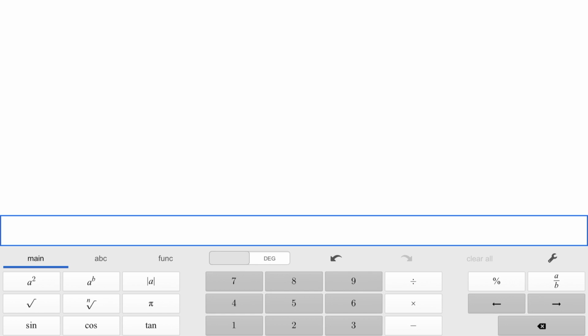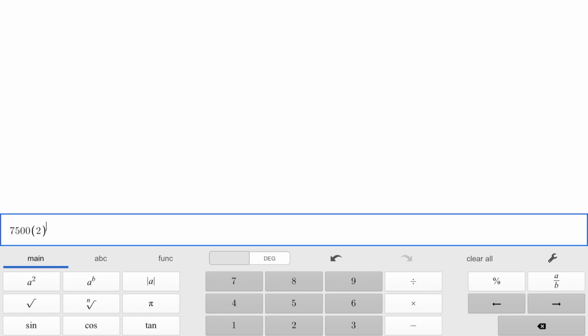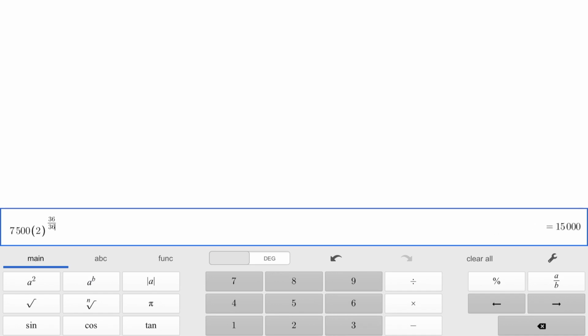I'm going to type in right here that we started with 7,500 times 2 to the power of, and then we'll start with 36 over 36 because we know that that will give us 15,000. That's obviously too small. So let's try another value right here. So let's try 48. Still too small. So then let's try 72. It's still too small, but we're getting closer. So now let's try maybe 80. That is too large. So I know our answer is going to be somewhere between 72 and 80.